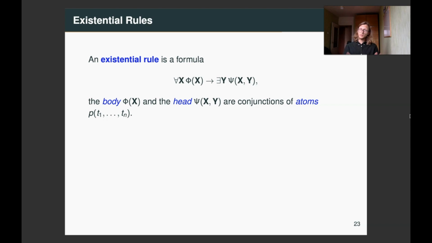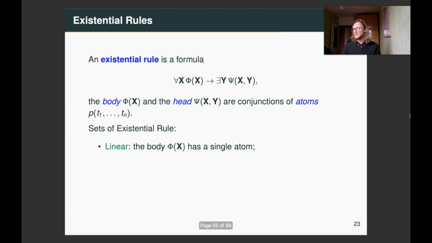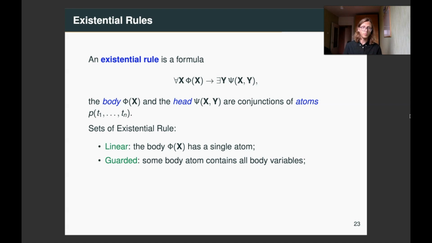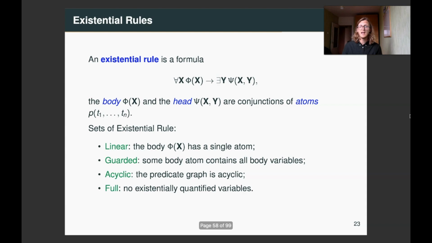Generally, not only first order logic is undecidable, but even existential rules without any restrictions are undecidable. That's why we look into restrictions of existential rules. And the ones that we look into in the rest of this talk are: linear, when the body has a single atom; guarded, some body atom contains all body variables; acyclic, predicate graph that is acyclic; and there are no existentially quantified variables.